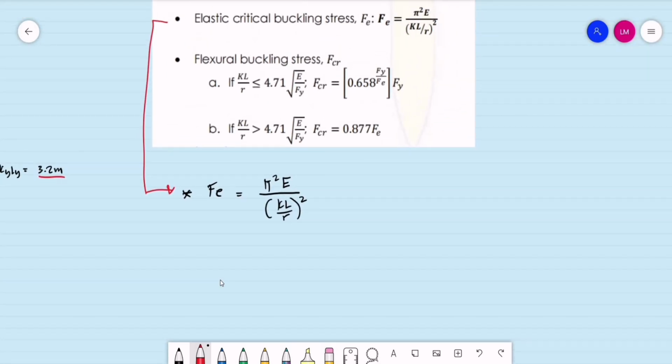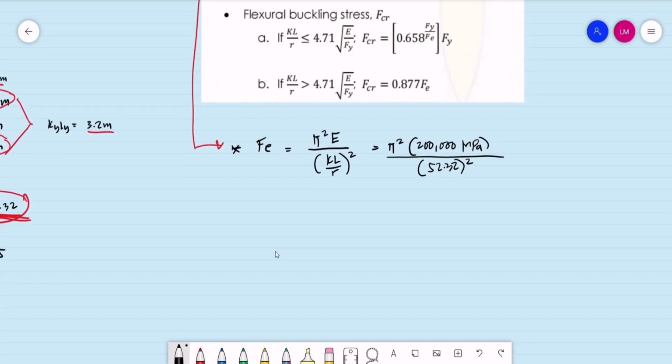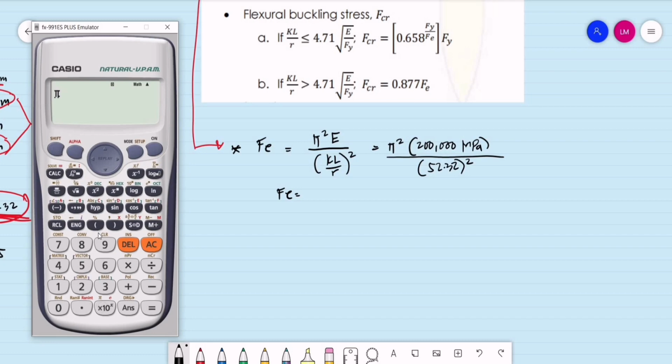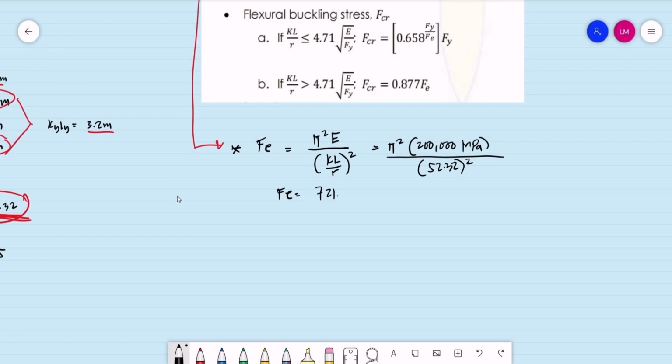So let us compute for the value of F sub E. F sub E is equal to pi squared, the modulus of elasticity for steel, 200,000 megapascals, divided by the governing slenderness ratio, 52.32 squared. That is pi squared multiplied by 200,000 megapascals, divided by 52.32 squared. That is 721.098 megapascals.